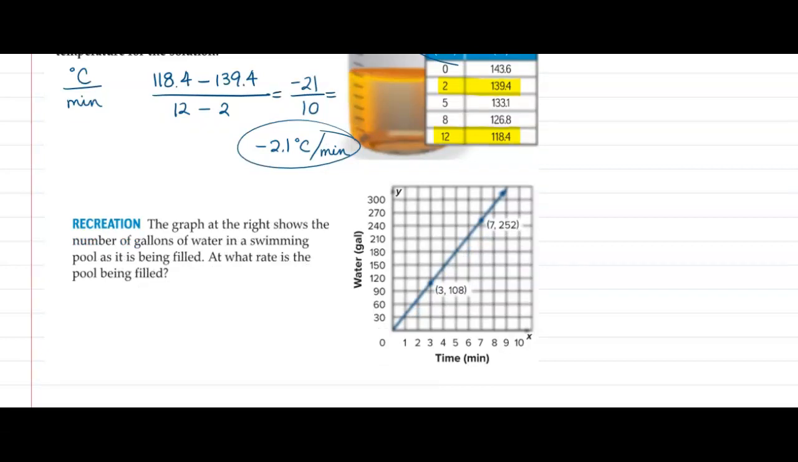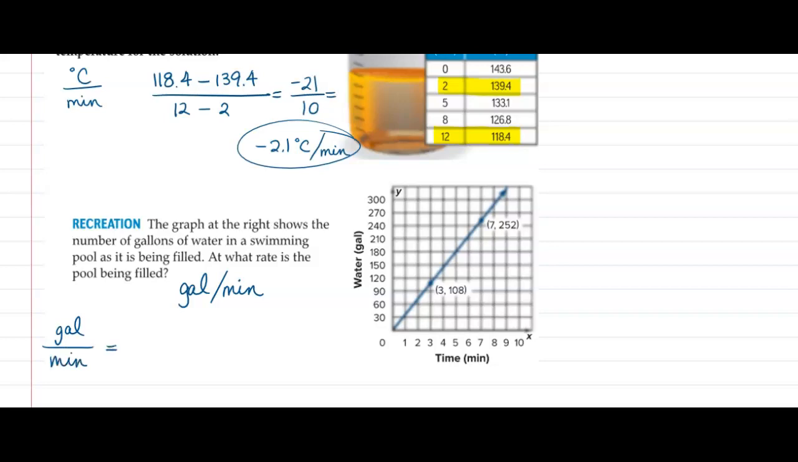All right, let's take a look at the next example. Now we are looking at a graph of a line talking about a swimming pool being filled, and we want to know the rate that the pool is being filled. How many gallons per minute? That's our rate. Gallons per minute is this pool filling. So when we think about the gallons, we want to look at how the gallons are changing over how the minutes are changing.